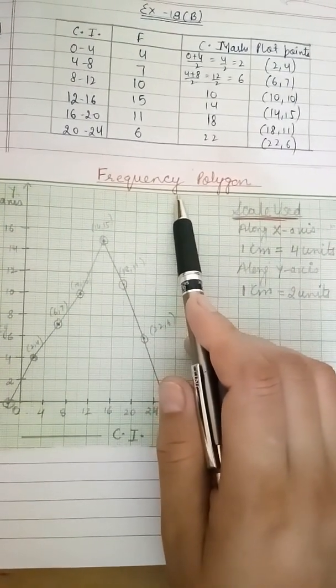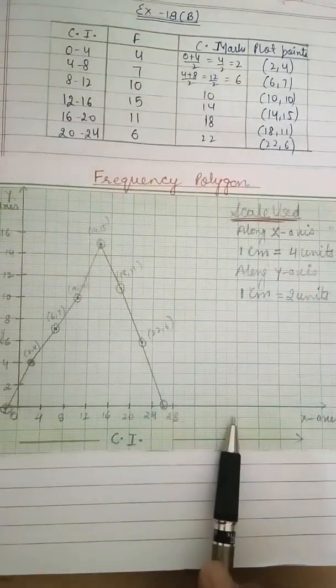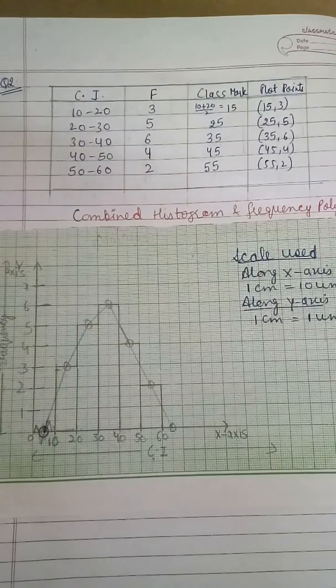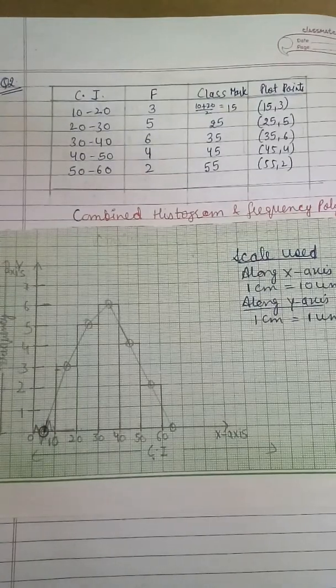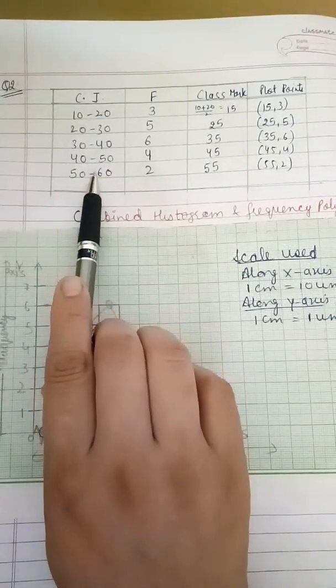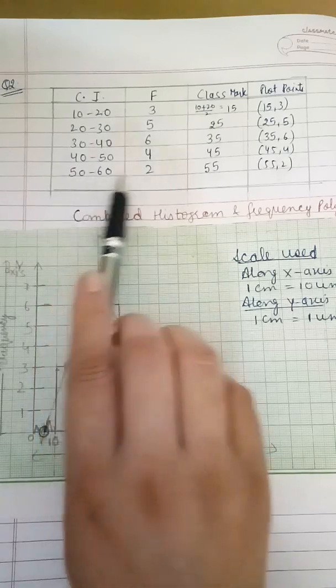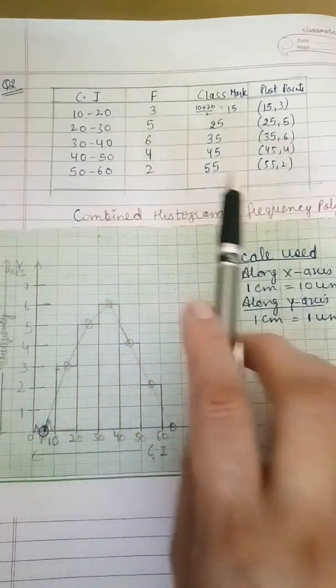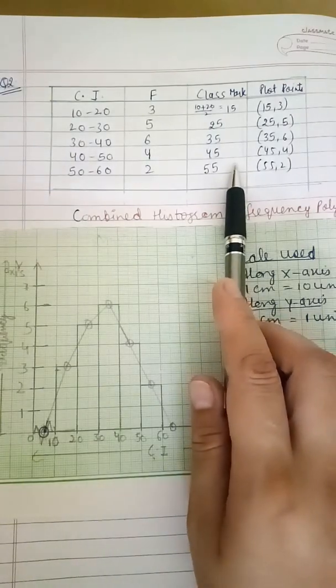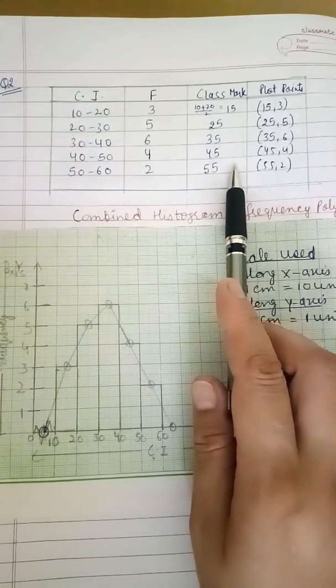Now we will discuss question number 2, the combined histogram and frequency polygon. Let us discuss the second question: construct a combined histogram and frequency polygon for the following frequency distribution. Class intervals are given; they are continuous class intervals. Frequency is also given. We will calculate the class mark by using the formula upper limit plus lower limit divided by 2.